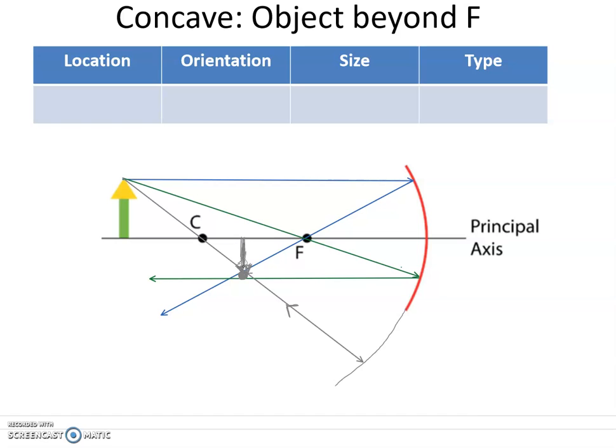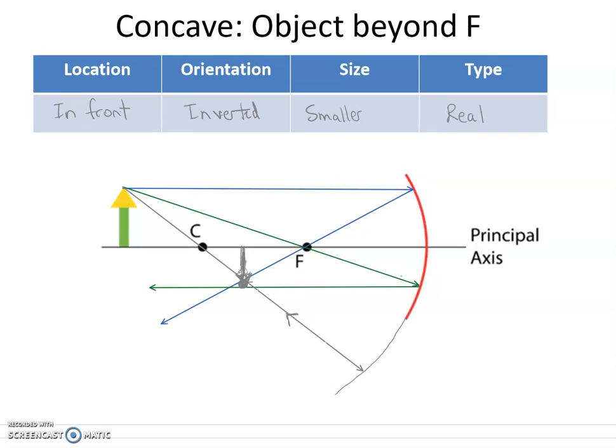So what we can see is a few things about this image. The location is in front of the mirror. Having a lot of trouble with my pen today. Sorry, guys. In front of the mirror. We also know that the orientation is going to be inverted. It's upside down. Thirdly, the size is a bit smaller. And lastly, this is a real image because it forms with real light rays in front of the mirror.